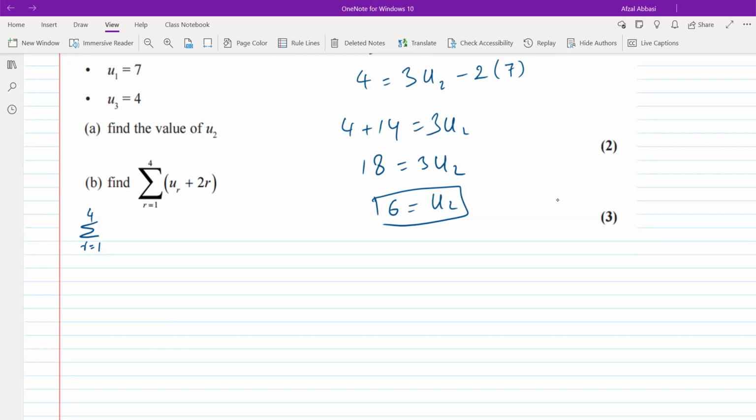So if I take r equals 1 first, what do we get? We get u1 plus 2 times 1. This is my first value when I take r equals 1. And then this sum means I have to add by taking the next value of r. Whatever the next value of r, that will come after this plus sign. So if r is 2, I'll write here u2 plus 2 times 2.